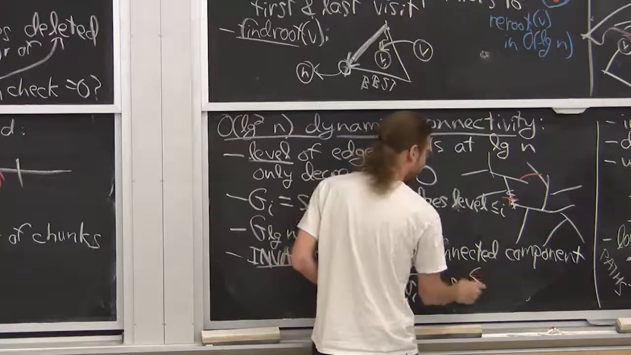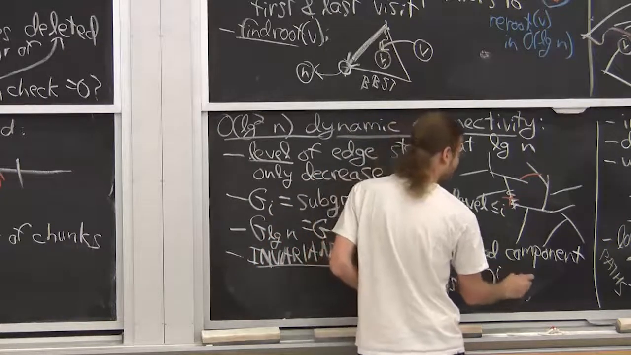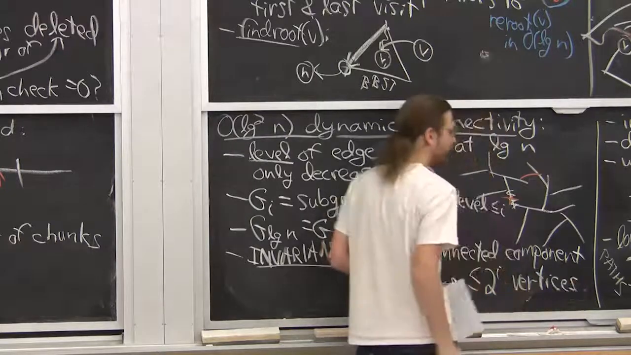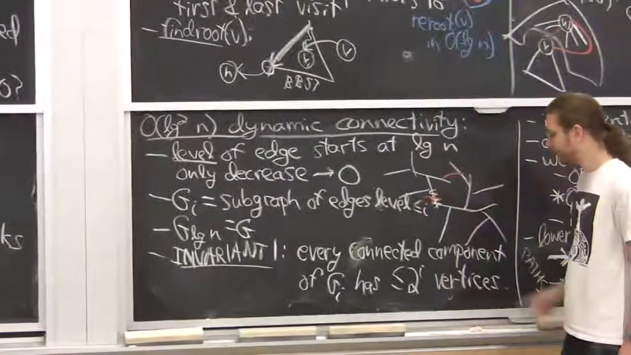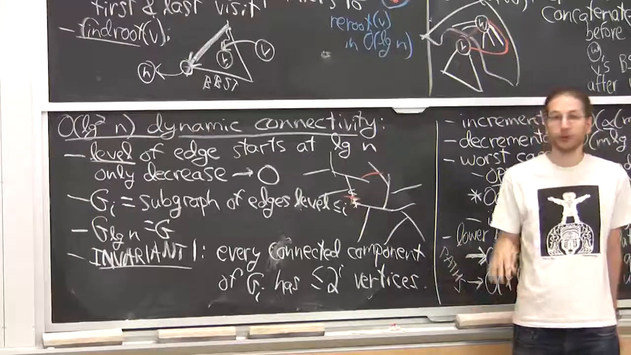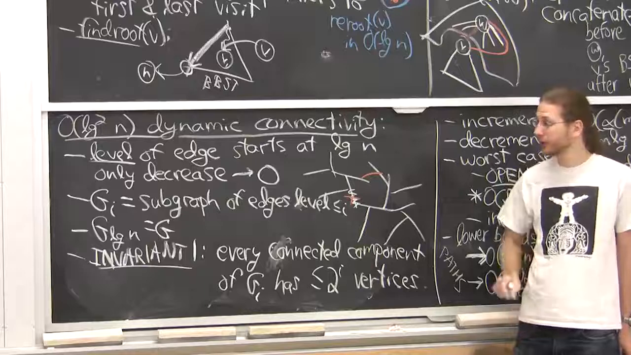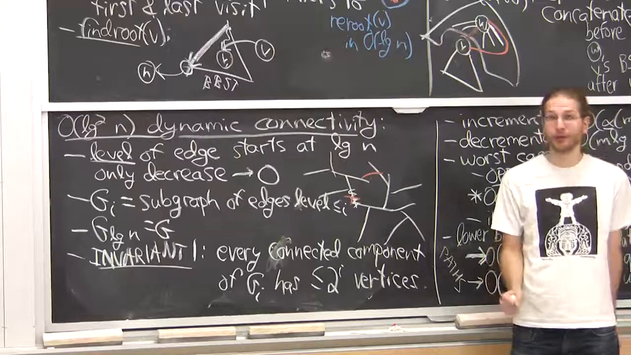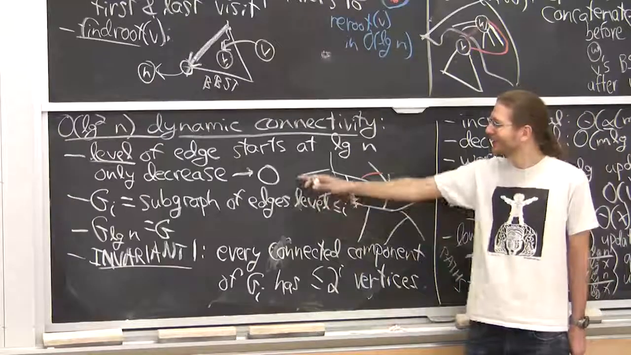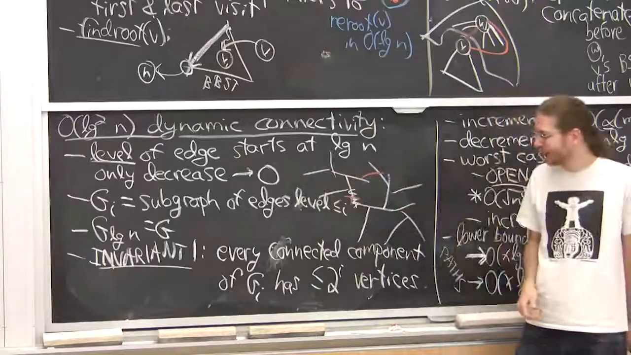It's going to be size at most 2 to the i. This is really what's going to let us charge against something. Whenever you go down a level, the max size of a connected component goes down by a factor of 2. So at level 0, all components have size 1. There are no edges at level 0. So I kind of lied. I guess the lowest level is 1.